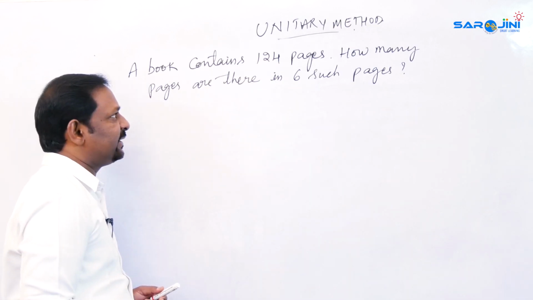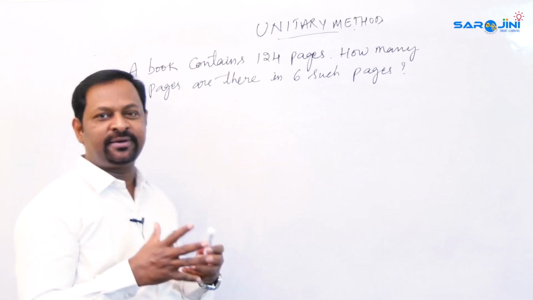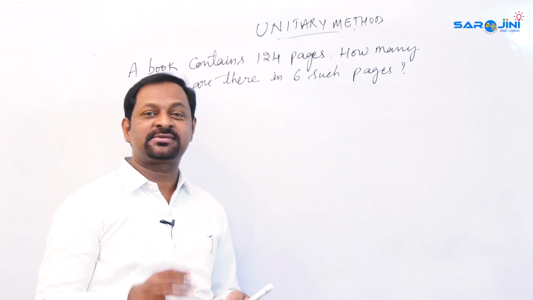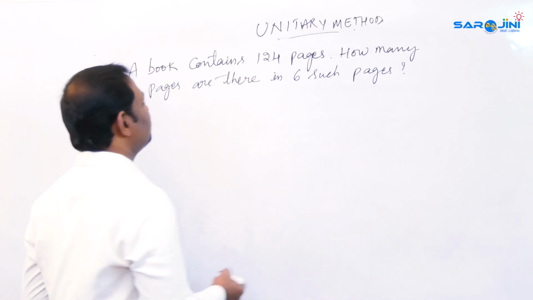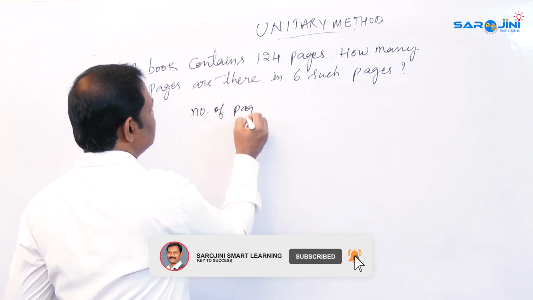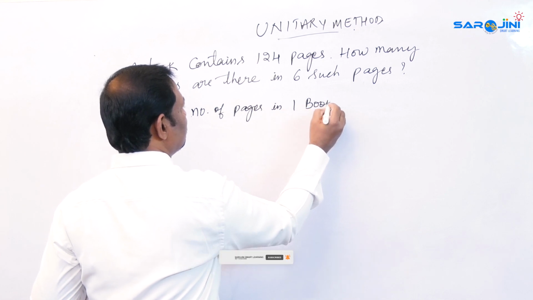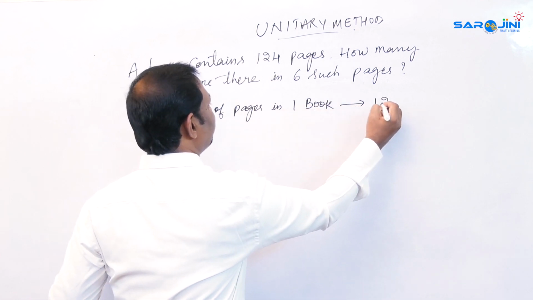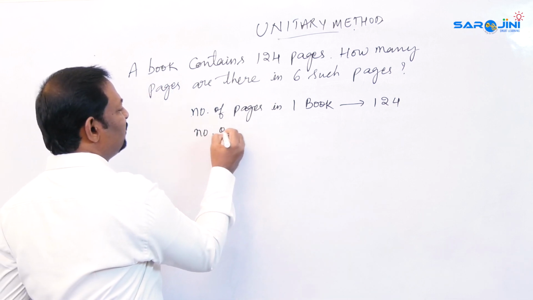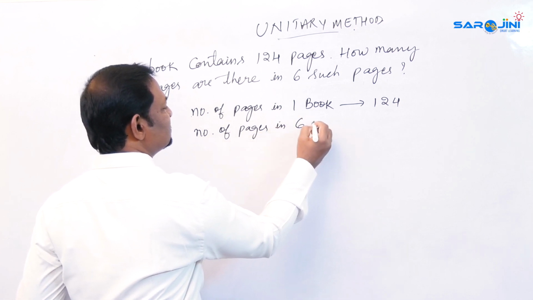A book contains 124 pages. And how many pages are there in 6 such books? So how are we going to write? The number of pages in one book is 124. So we are going to find the number of pages in 6 such books.